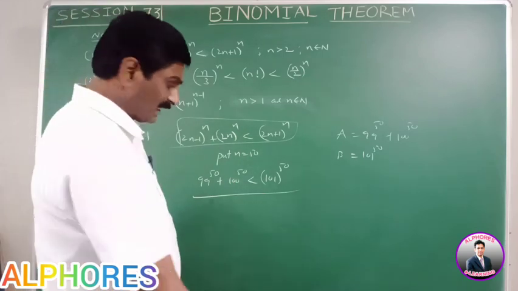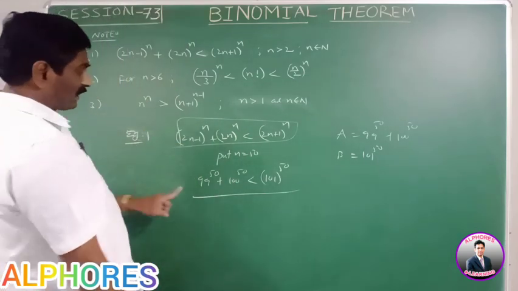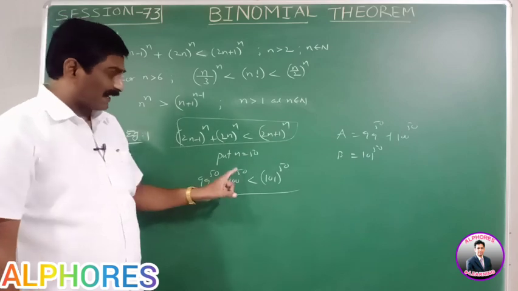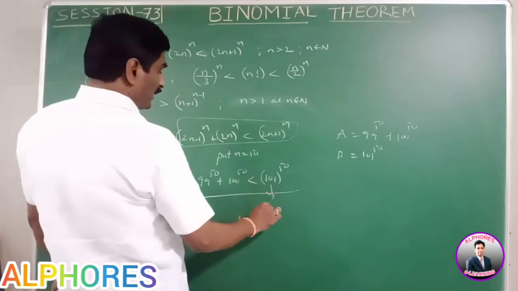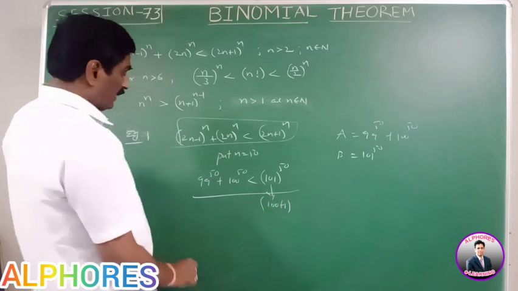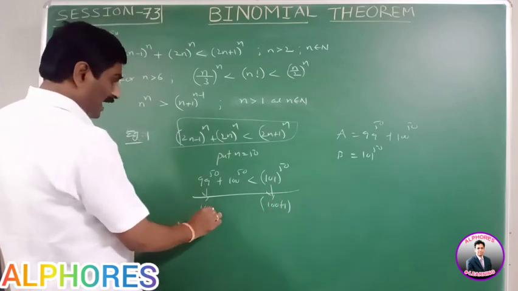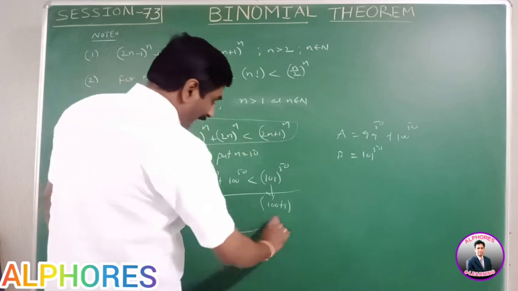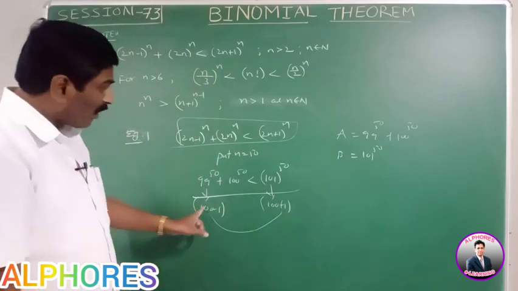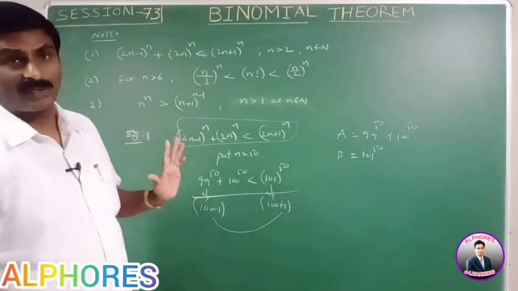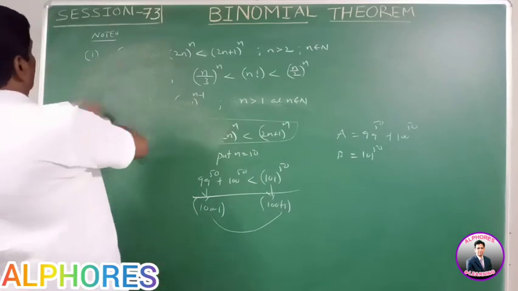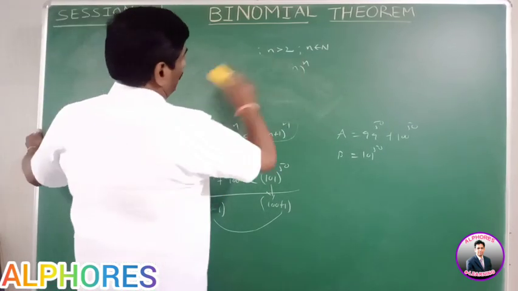Please observe these values. In this case, what are the terms? 99 power 50, 100 power 50, 101 whole power 50. Here 101 can be reduced into 100 plus 1. Here 99 can be reduced into 100 minus 1. By this, we reduce all the terms in terms of 100 multiples. Then we get the relation. Okay. First one, consider the second method, the alternative method.